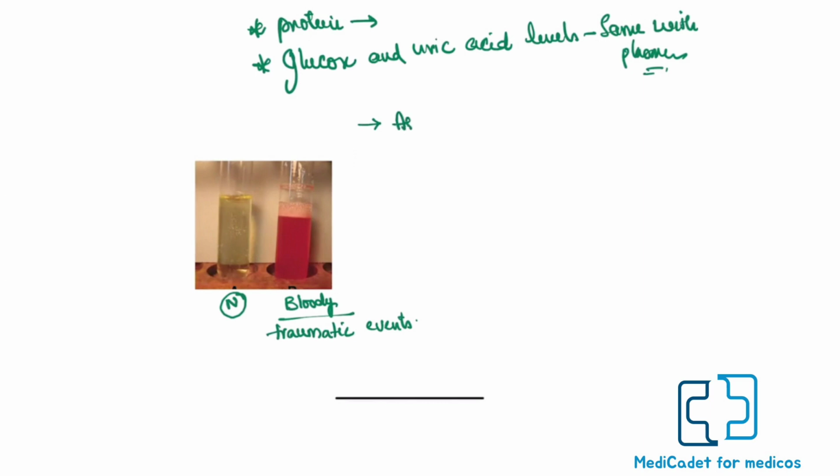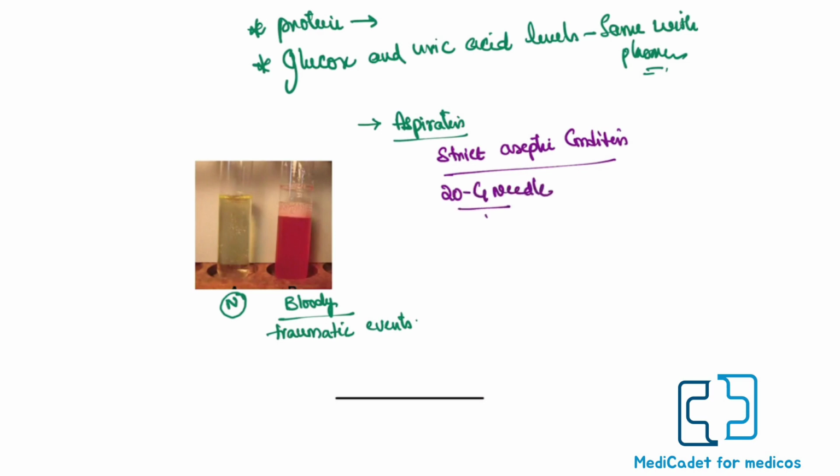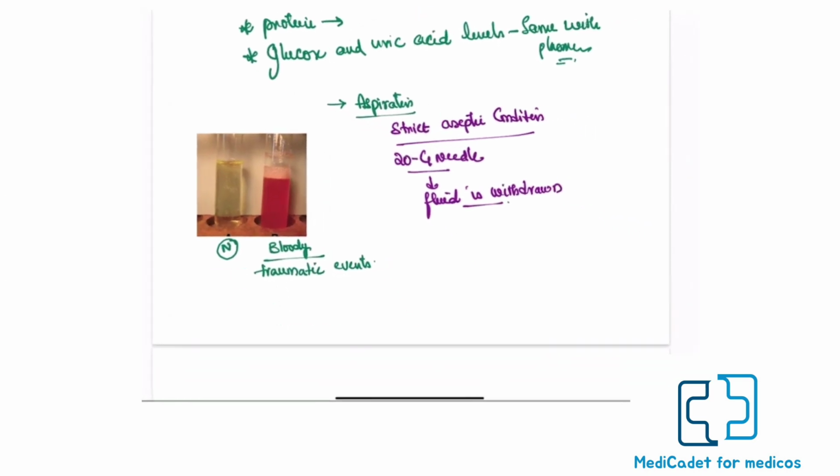So how do you aspirate your synovial fluid? For that you have to maintain strict aseptic conditions. Under these strict aseptic conditions, you introduce the needle into the knee joint. Mainly a 20 gauge needle is introduced, and then the fluid is withdrawn. And on drawing the fluid, if you see it is bloody, that means it is traumatic.